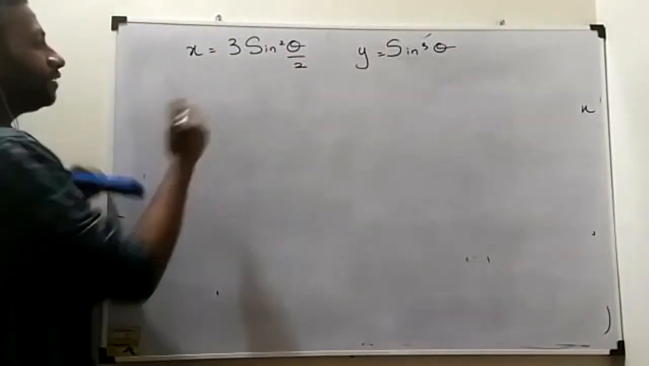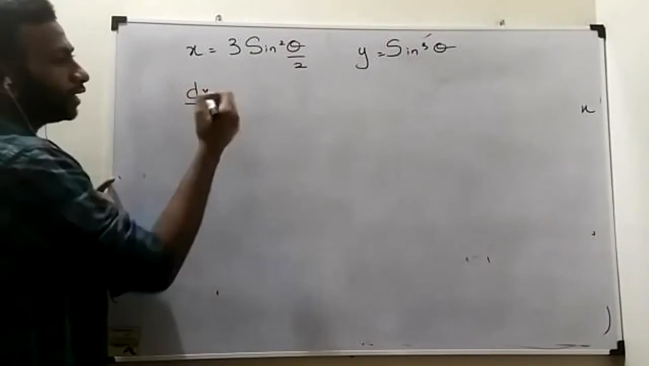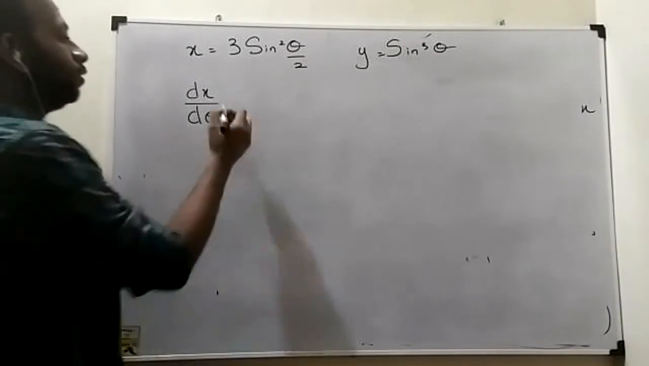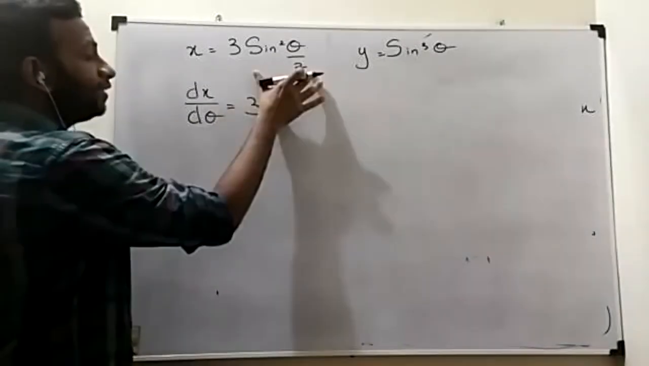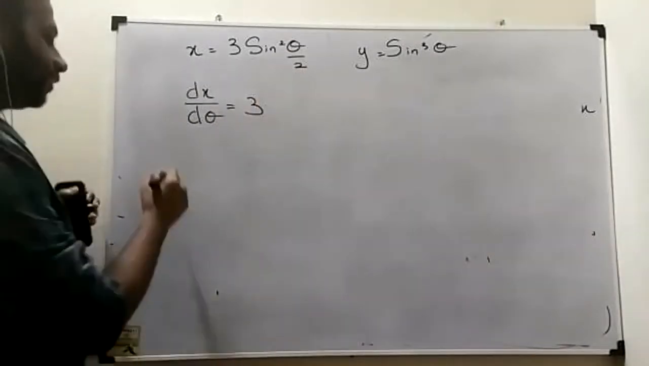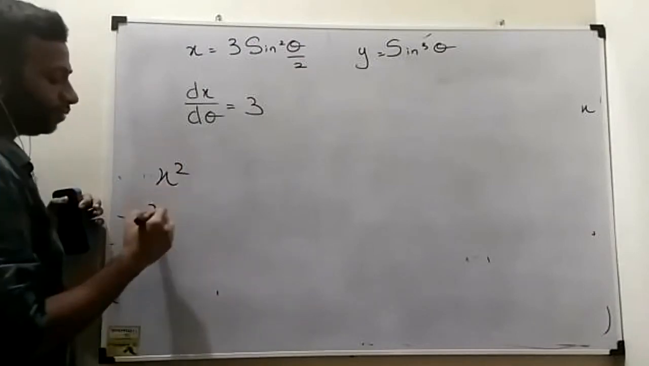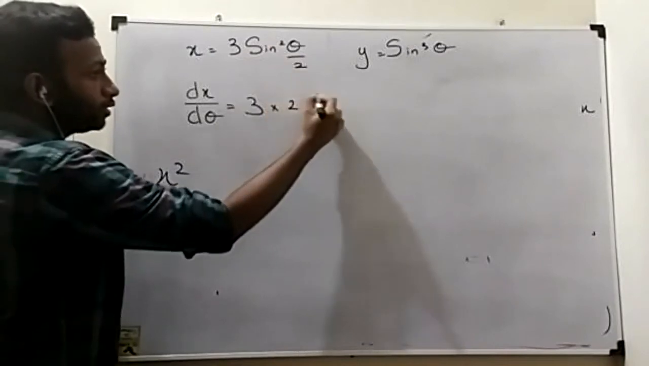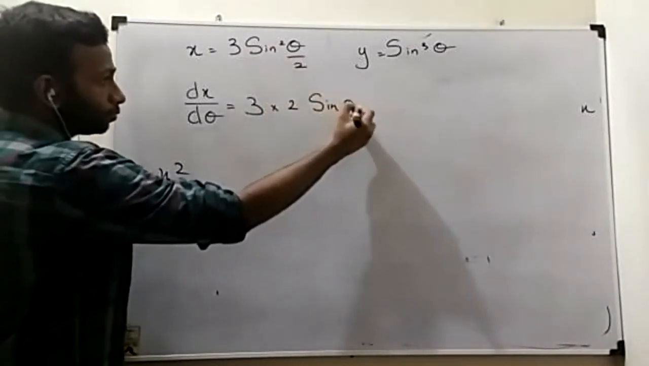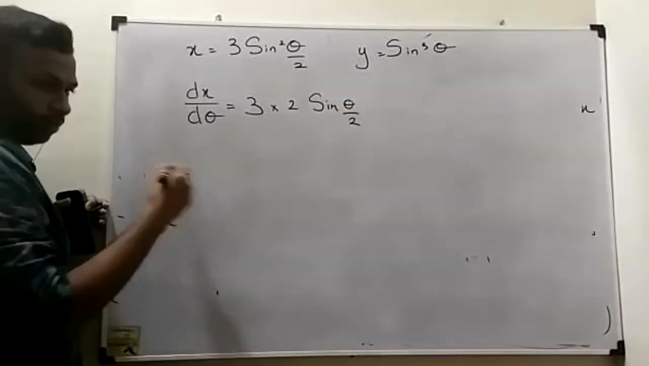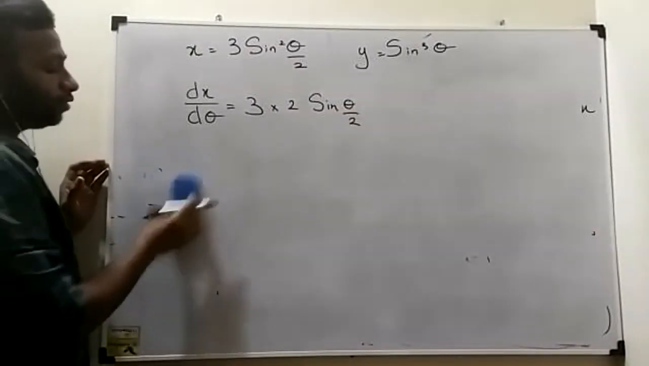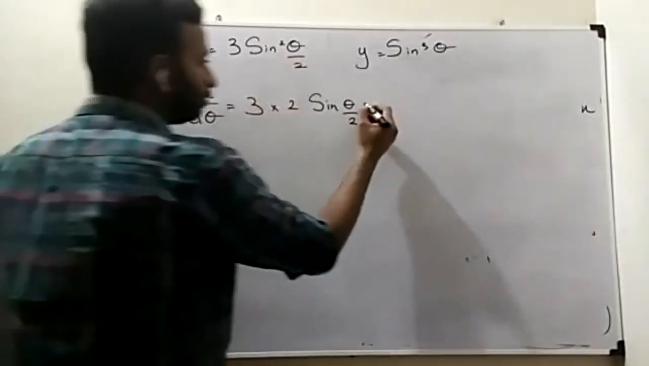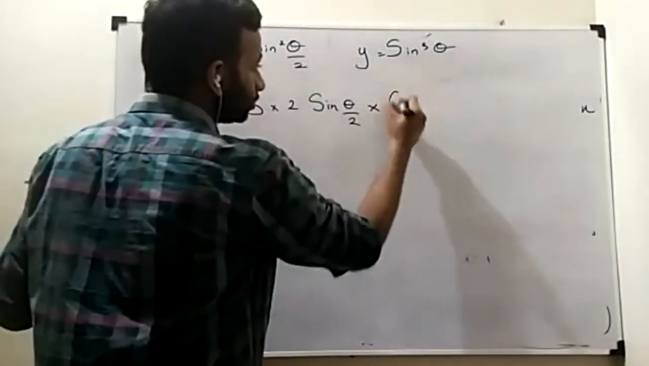First of all, let's differentiate this with respect not to x, not to y, but to theta. How do you differentiate this? First, we keep 3, and then sine squared theta by 2, that is x squared. How do you differentiate? It becomes 2 sine theta by 2. Then we need to differentiate sine theta by 2, which is cos theta by 2.